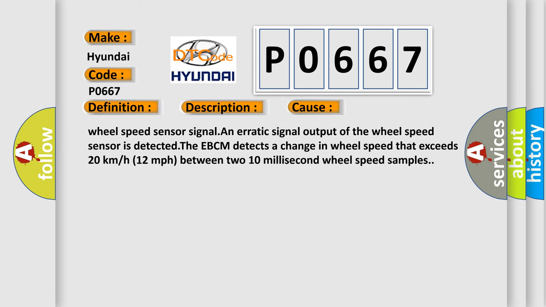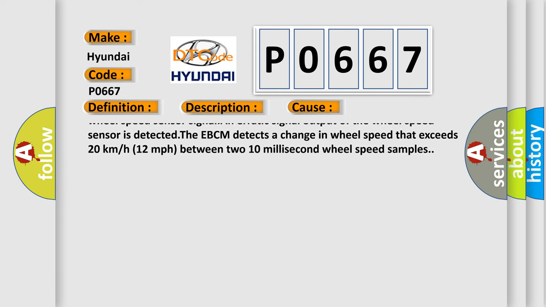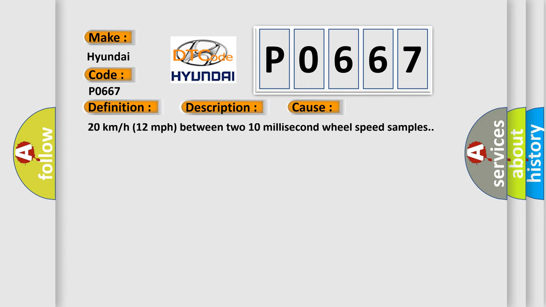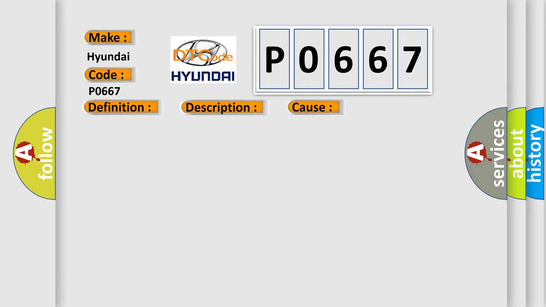C0035-26, C0050-26, C0035-27, C0050-27, C0035-1F, C0050-1F, C1221, C1224, or C1225, C1228. A missing wheel speed sensor signal. An erratic signal output of the wheel speed sensor is detected. The EBCM detects a change in wheel speed that exceeds 20 km/h, 12 miles per hour, between two 10 millisecond wheel speed samples.